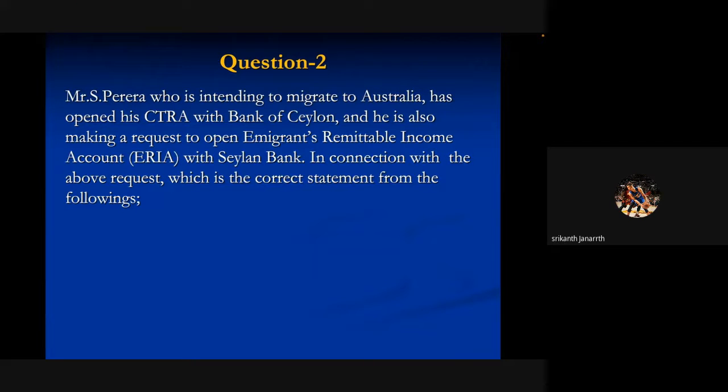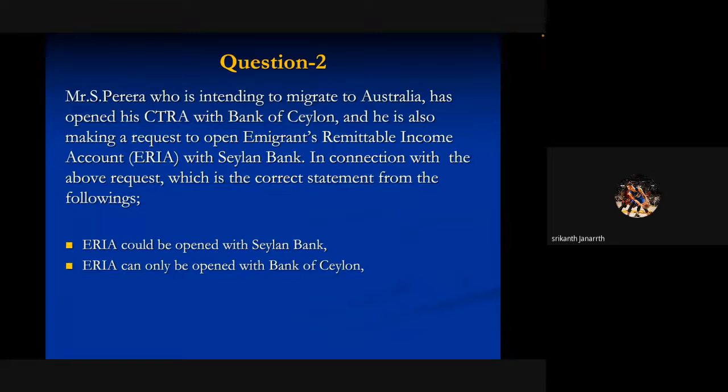Mr. Perera, who is intending to migrate to Australia, has opened a CTRA with the Bank of Ceylon. And he is also making a request to open an emigrant remittable income account (ARIA) with Ceylon Bank. In connection with the above request, which is the correct statement? He opened a CTRA with Bank of Ceylon. Now he is coming and asking Ceylon to open an ARIA. So is it possible that an ARIA could be opened with Ceylon Bank? Is it correct? No. ARIA can only be opened with the Bank of Ceylon.